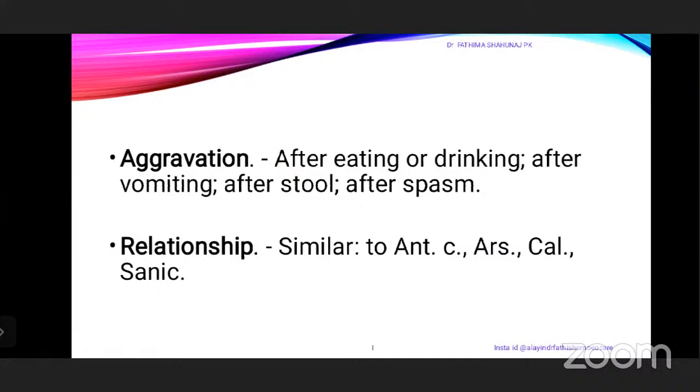Then about the modality and relationship. In modality, aggravation after eating or drinking, after vomiting, after stool or after spasm. And in relation, it can be similar to Antimonium crudum, Arsenicum, Calcarea and Stannum. Being a child remedy, most of the children's remedies have been covered here. That is, Antimonium crudum is there, Calcarea is there, Stannum is also here.